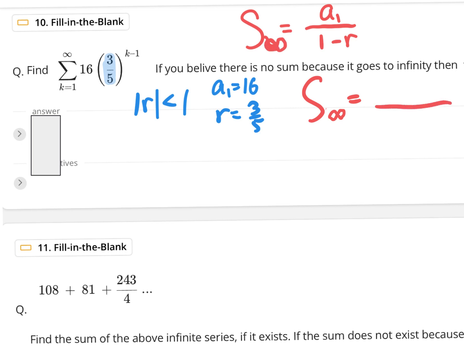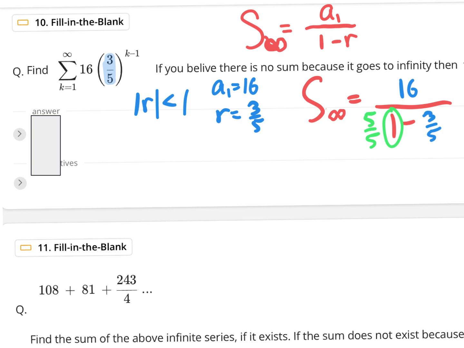Anyway, here we go. A sub 1 is 16. On the bottom, we have 1 minus 3/5. Again, the trick that I always tell you to use is to change this 1 to become a 5/5. Whatever the denominator is over here, make that same denominator up here and down there, because 5/5 is a 1. If it were a 7, you'd have a 7/7, which is a 1. If it were a 2, it'd be 2 halves, which would be a 1.